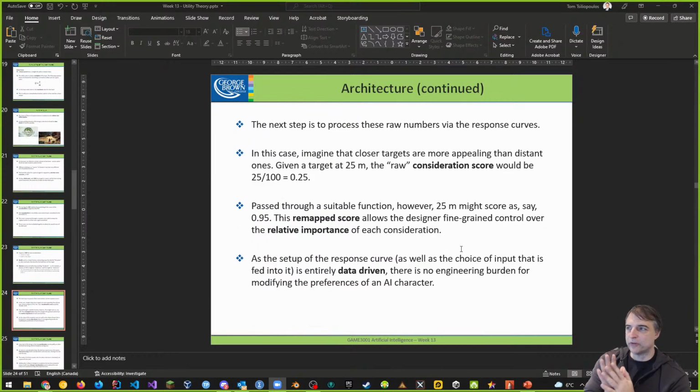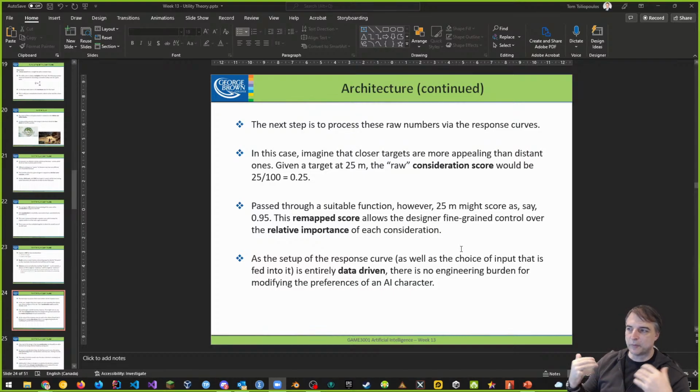So the next step is to process these raw numbers via the response curves. We talked about this. We would map them out to the response curve. We can also weigh them. Sometimes the response curves are also a weighting for these same things. Even though we got a number from 0 to 1, we're going to weigh them, and it's going to give us another value. In this case, imagine that the closer targets are more appealing than distant ones, as an example. So given a target of 25 meters, the raw consideration score would be 25 over 100, which would be 0.25. That's the consideration score.